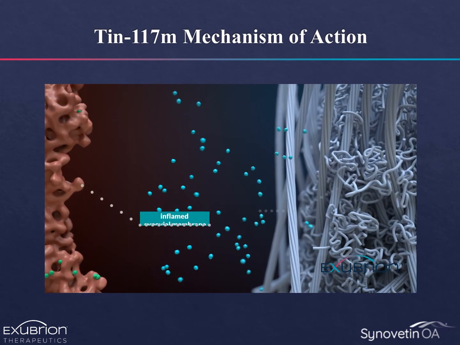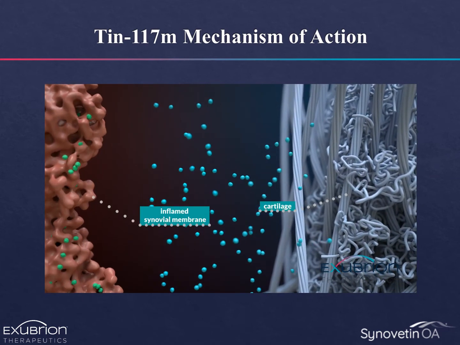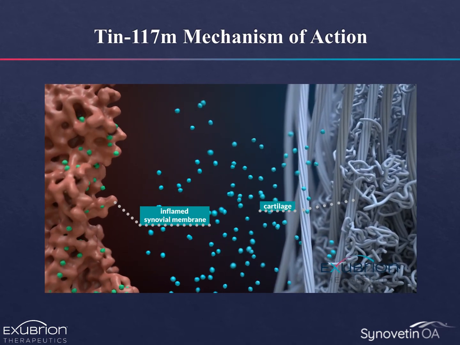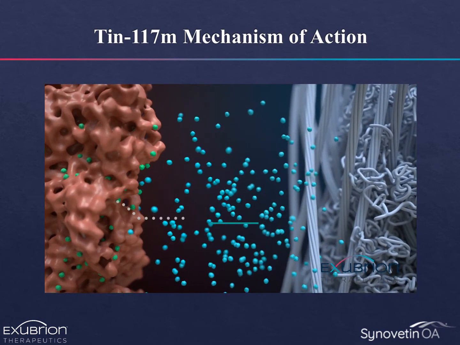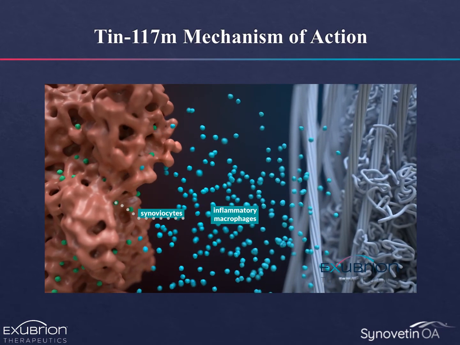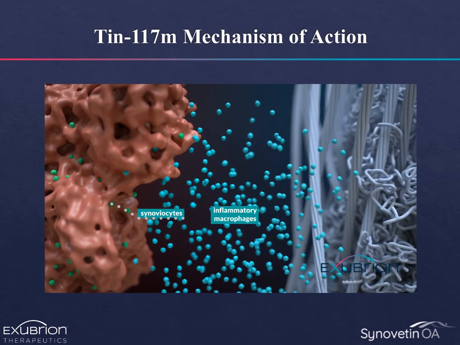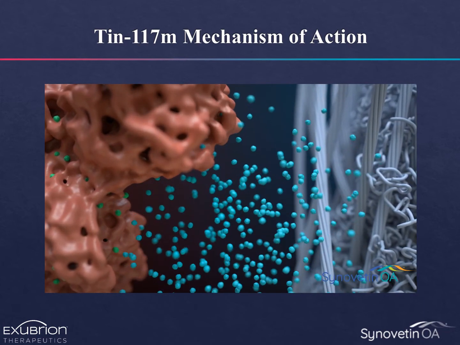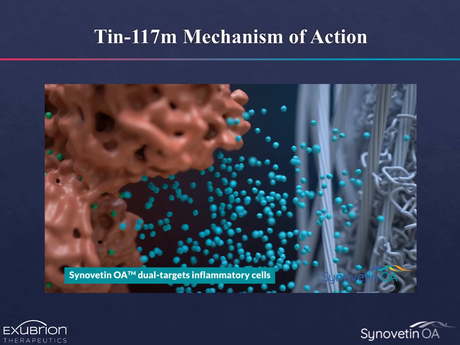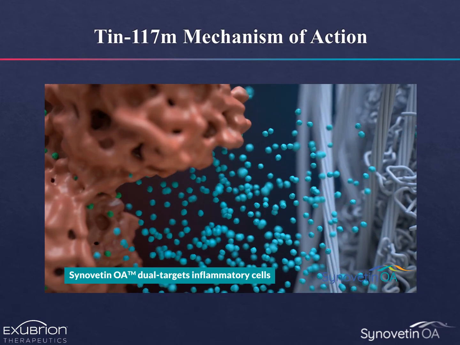Inside the OA diseased joint, a vicious cycle of inflammation causes the synovial membrane to swell and the cartilage to deteriorate. The overproduction of inflammatory macrophages and synoviocytes creates ongoing progressive inflammation and pain. Synovitin OA provides long-lasting pain and inflammation relief by the dual targeting of these underlying drivers of joint disease.